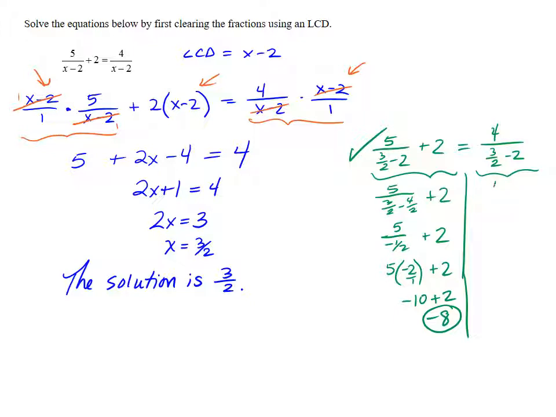On the right, let's follow through with the calculation. 4 over, well, 3 halves minus 2. 2 is 4 over 2. This denominator ends up being the same thing I did over on the left. 3 minus 4 is negative 1/2. And remember, when you divide fractions, you flip and multiply. So this is 4 times negative 2, or negative 8. So we get negative 8 on both the left and the right. So this was my solution.